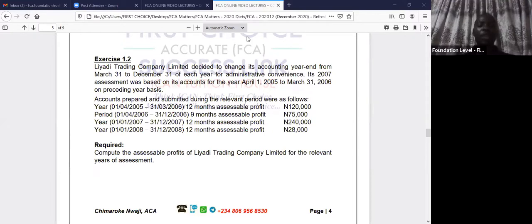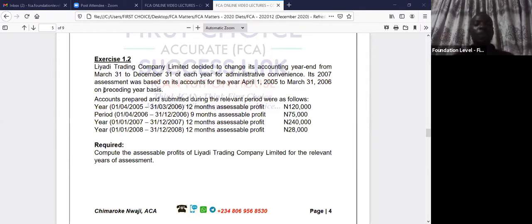So for whatever reason, whenever you notice that you are no longer consistent in bringing your account, then that is signifying that a change of accounting date has started. So that period, that year of assessment when you first did a change, that is your first relevant year. You are going to identify 3 relevant years. So the first one is the first time you notice a change.